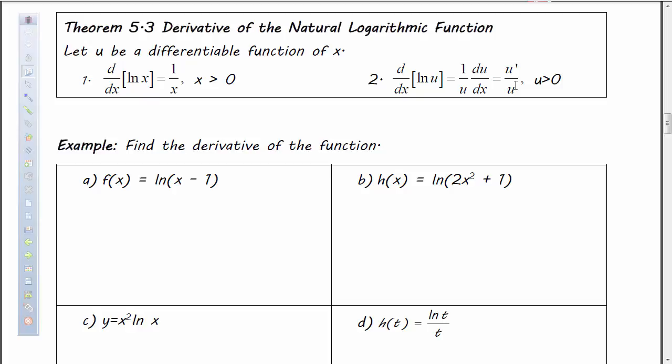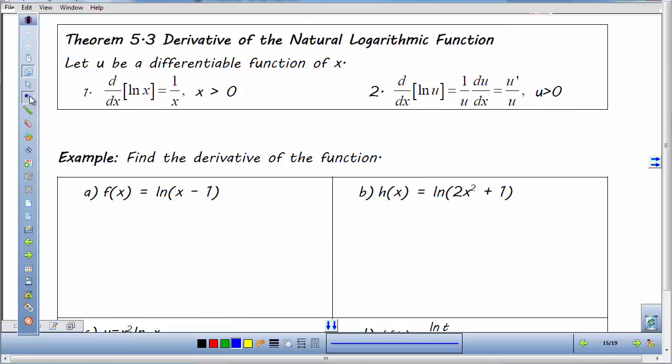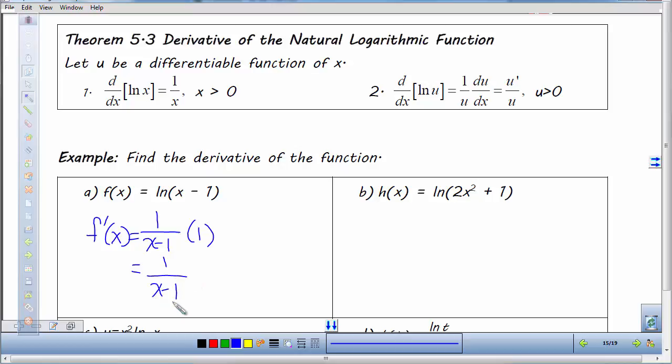So let's say I want to find the derivative of the function natural log of x minus 1. Then f prime is going to be 1 over x minus 1 times the derivative of x minus 1, which is just 1. So we say 1 over x minus 1.